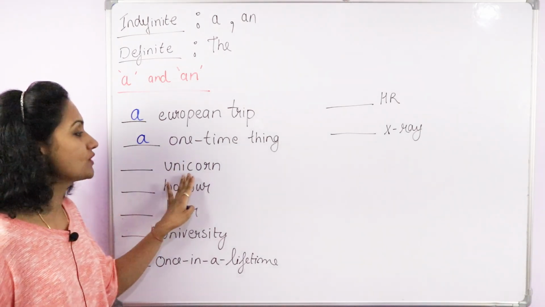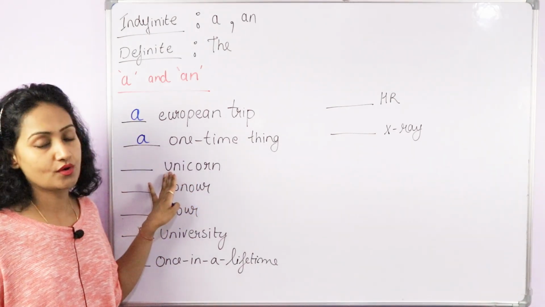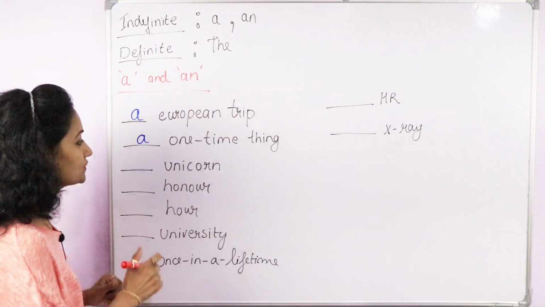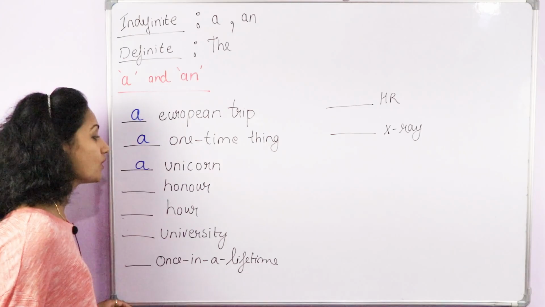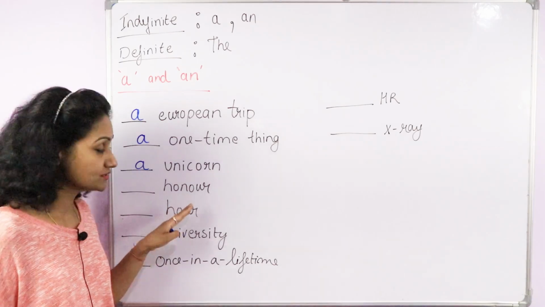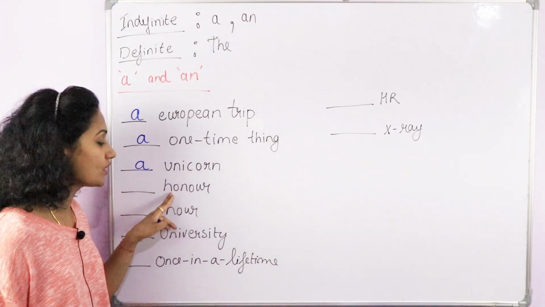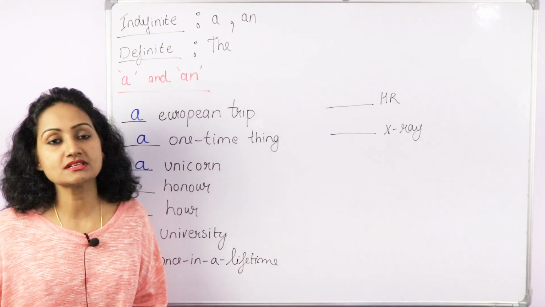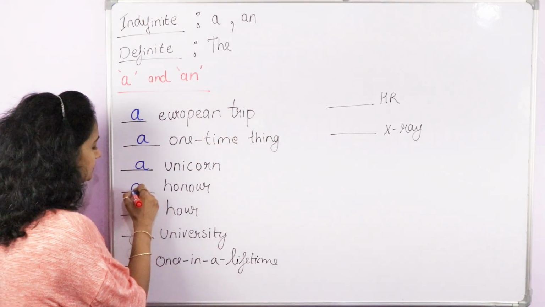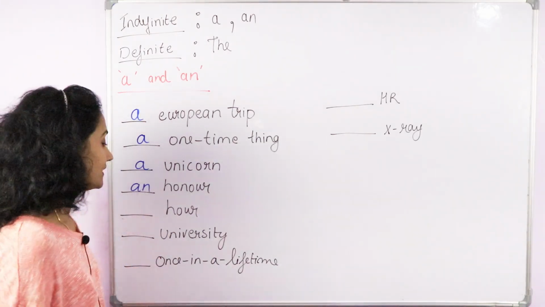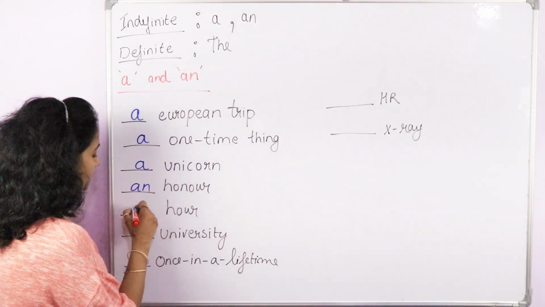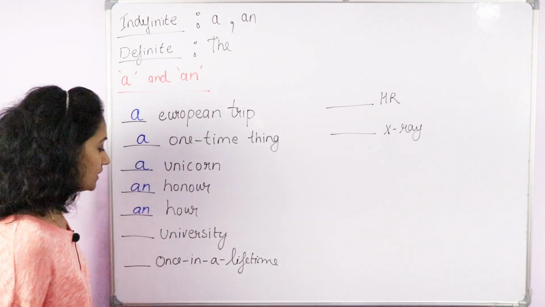Now next is unicorn. So unicorn, the first sound is Y, so it's a consonant sound. A unicorn, not an unicorn. Next is honor. However, this word starts with a consonant, but the sound is O, and O is the sound of a vowel. So an honor. Hour, sound of a vowel. So an hour.